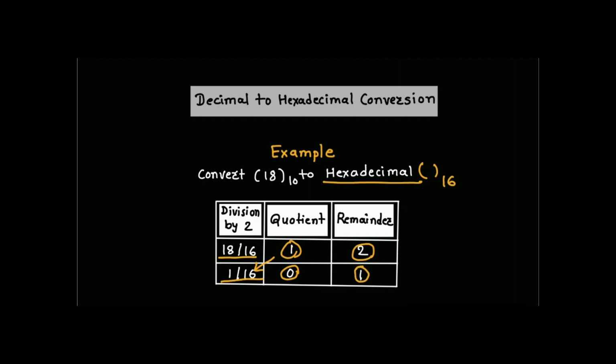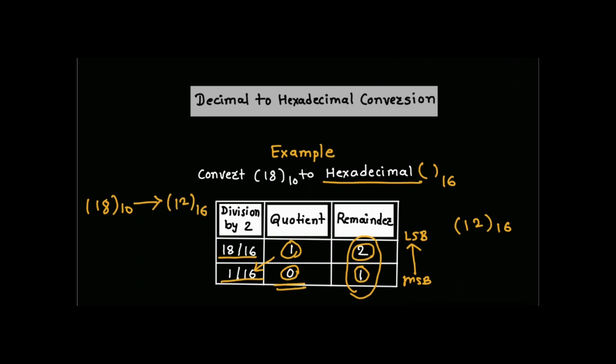So we repeat this process until the quotient becomes 0. So the quotient is 0. So we stop here and we got the remainders 1, 2. Here is the MSB and here the LSB. So we write the hexadecimal number from MSB to LSB. That is 1, 2. It is not twelve but 1, 2 in hexadecimal. So we can represent 18 to the base 10, that is decimal number 18, in hexadecimal as 1, 2 to the base 16.